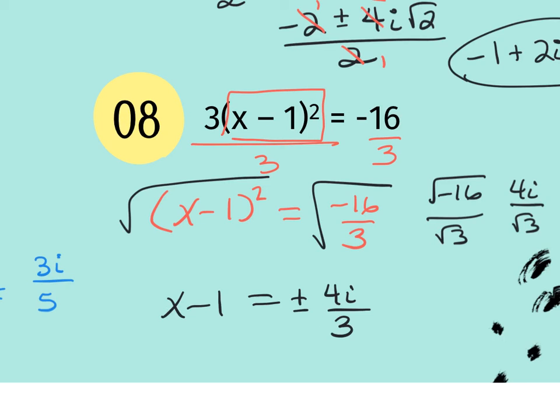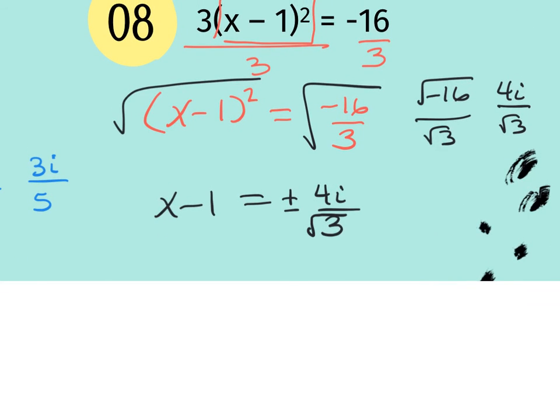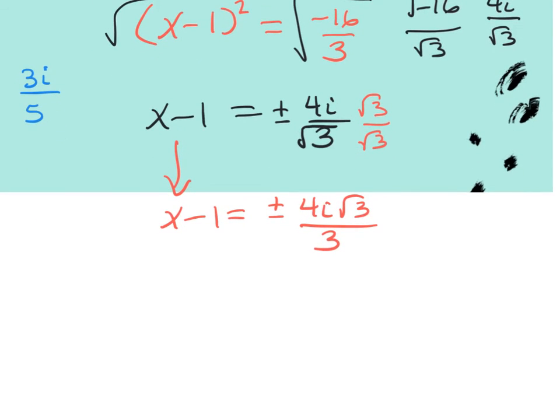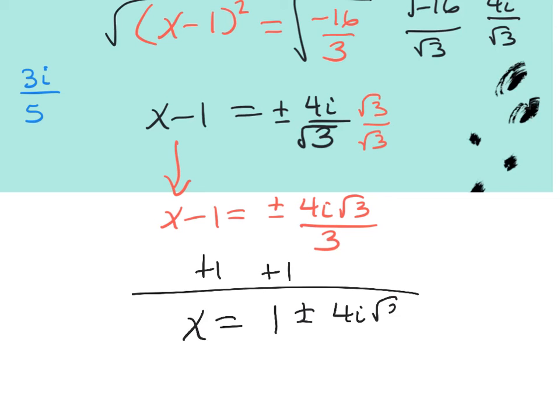Next thing I need to do, this has still got a radical. I need to rationalize. So I need to get rid of that square root of 3. And the way that I do that is multiply top and bottom by square root 3. So now it becomes plus or minus 4i square root 3 over 3. I still have this side, and now I can move the 1. So x equals 1 plus or minus 4i square root 3 over 3.